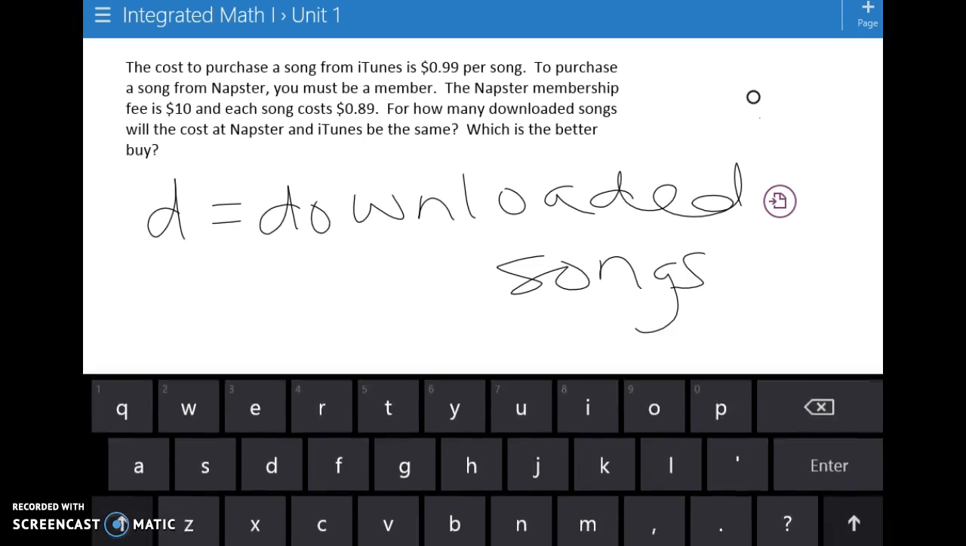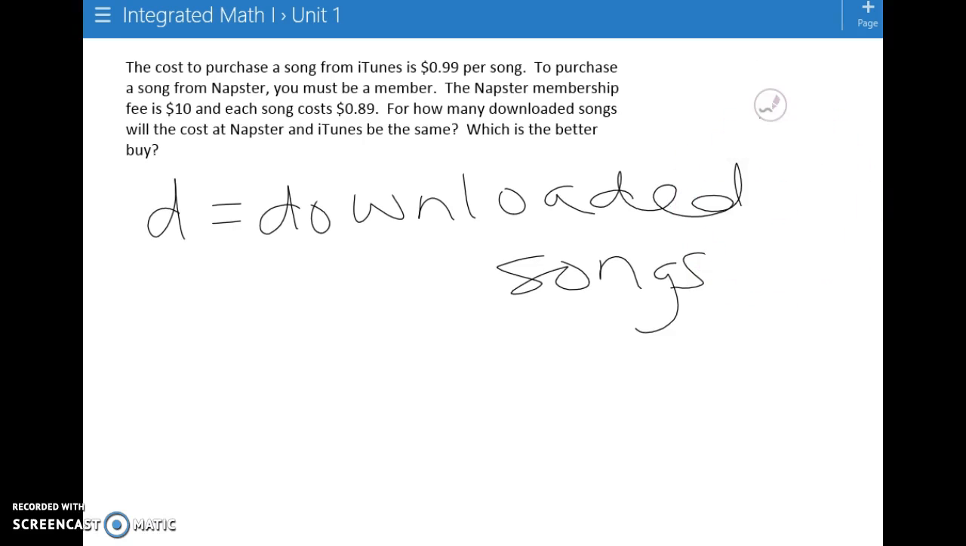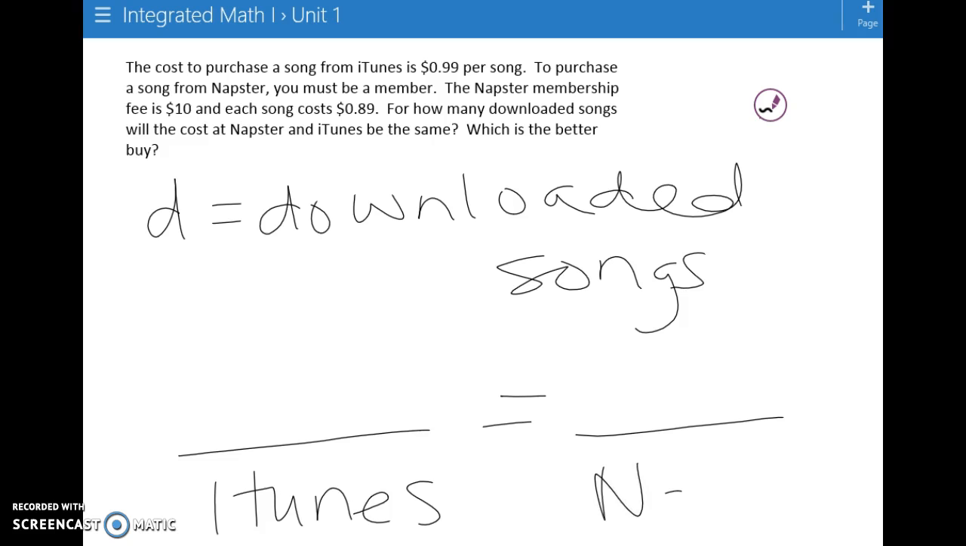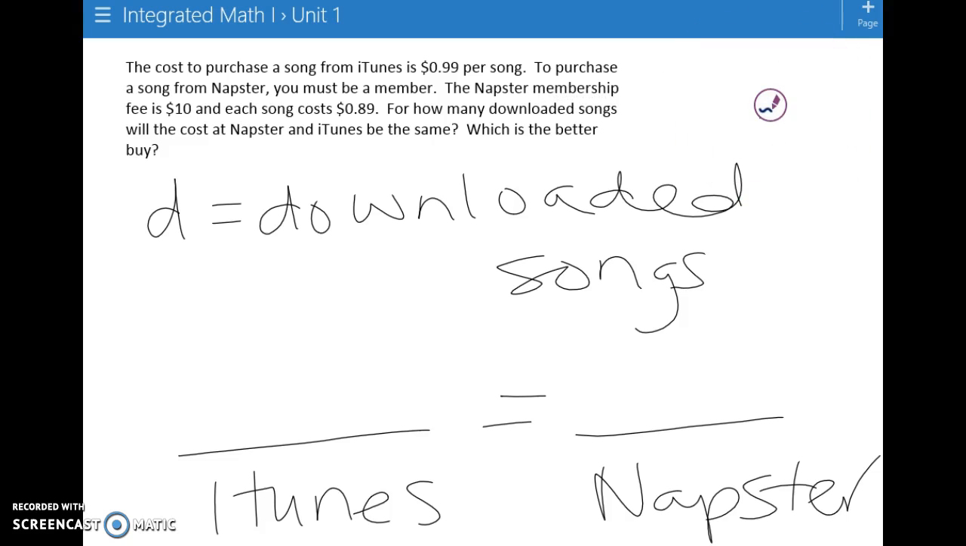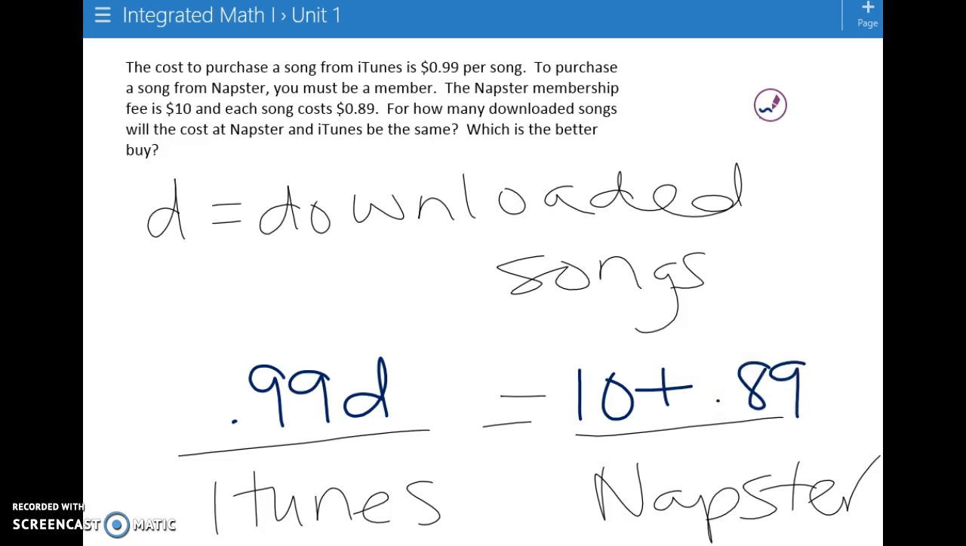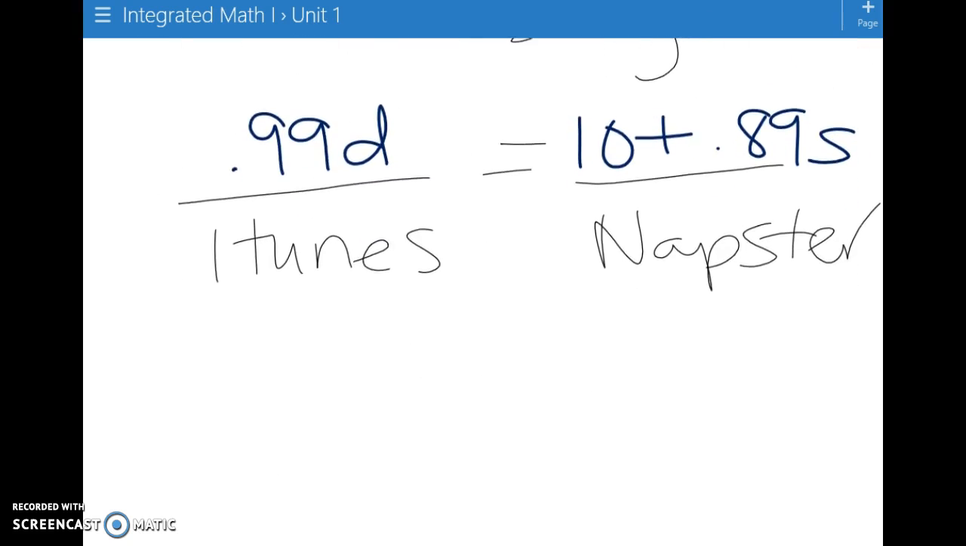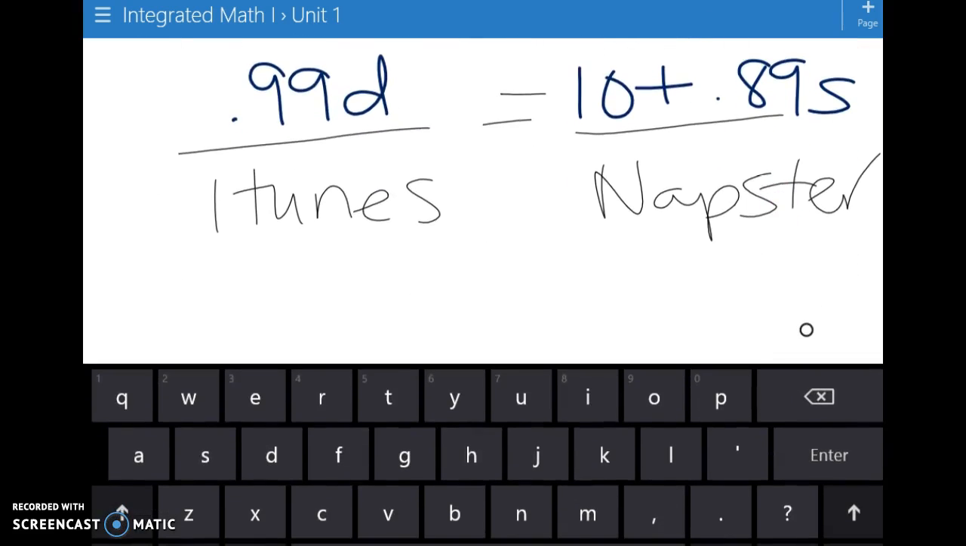All right, so then what's the big picture here? We want to know when iTunes is going to equal the same cost as Napster. All right, so that's the big picture. Now let's fill in the blanks. Well, for iTunes, it's 99 cents per song. For Napster, it's $10 plus 89 cents per song because you have to be a member, right? So that's our equation. Let's go ahead and set up and solve it.